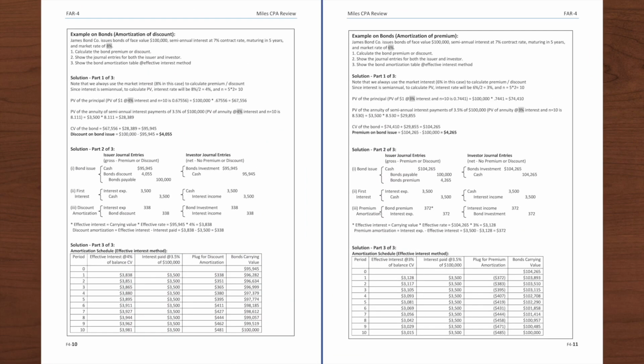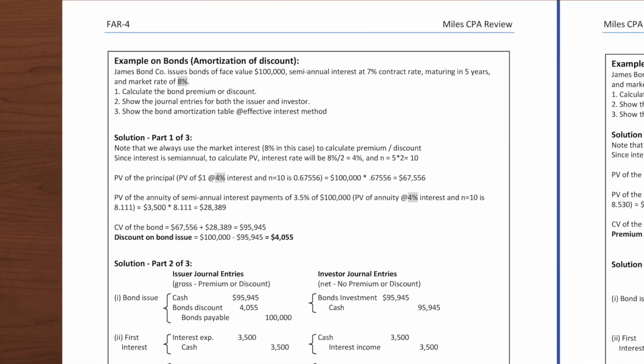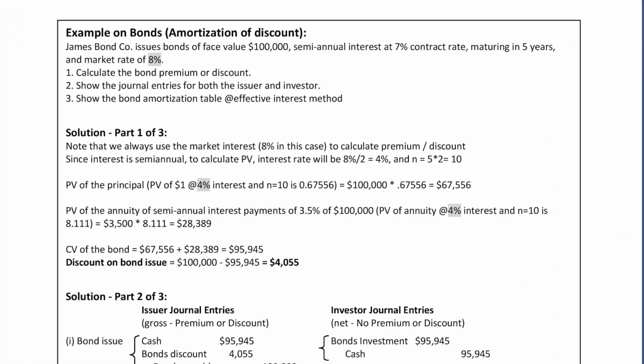On page 10, we're looking at an example on bonds where we amortize bond discount. So circle discount. It says James Bond Company issues bonds of face value $100,000, semi-annual interest at 7% contract rate, maturing in 5 years, and market rate 8%. So right, stated rate is less than market rate, which means discount.